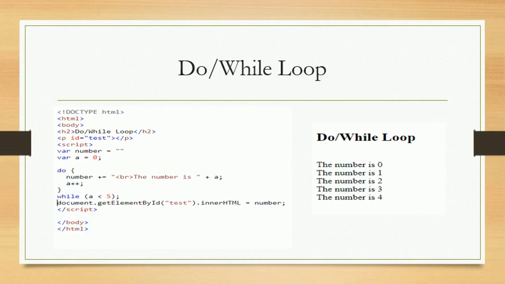This is the program of do while loop, where we can print integer values starting from 0 and less than 5. This is the output of our do while program.